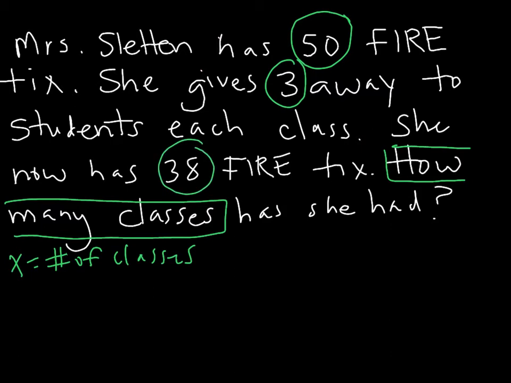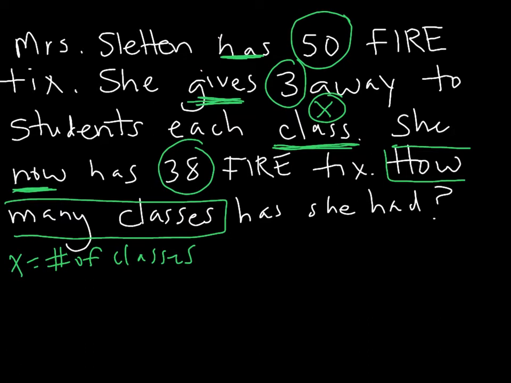Okay, and then I'm going to try and figure out where that x would go. So she has, that's an important word, that's what she starts with, and then she gives, so she gets rid of 3 away to students each class. That's where that variable is going to come in. So I'm going to put an x above it and circle it. And now she has, so now is like an equals, this is where we are, now has 38 fire tickets. So how many classes has she had?